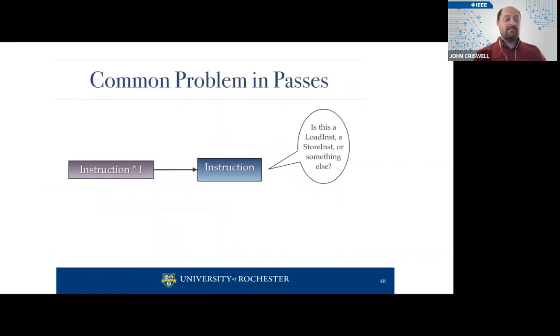So a common problem that you get in passes is you get a pointer to an instruction and you say, okay, is this a load instruction or a store instruction or an alloc instruction, or is it something else? You need some way of being able to tell that. One of the things about C++ is that if I have something of, say, loadInst class, I can use a pointer of type instruction to point to it, because load instructions are also instructions. So, we have this problem in our pass. I've got a pointer I to an instruction. I want to figure out if it's pointing to a load inst or a store inst or an allocate inst or something else. And so how do I do that?